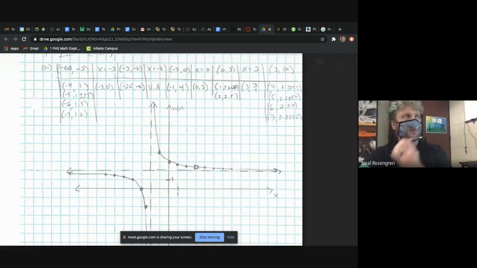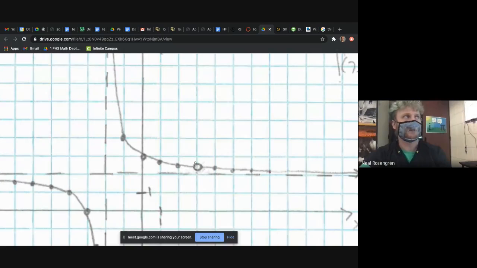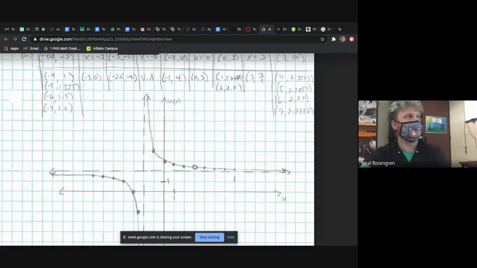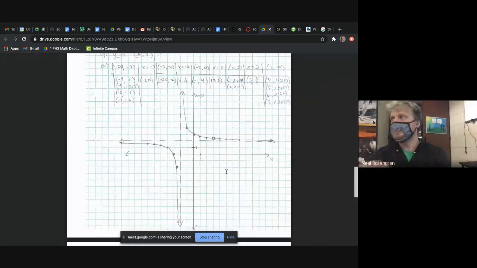But that hole, you really want to make it stand out. Clear as day. So I probably could have made it even bigger than that. Maybe like half a box on either side is a good width there. Vertical asymptote there, horizontal asymptote there, a collection of points, and I just go.